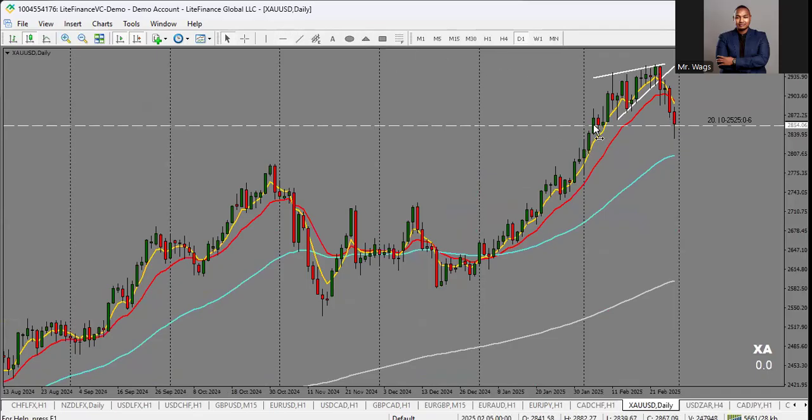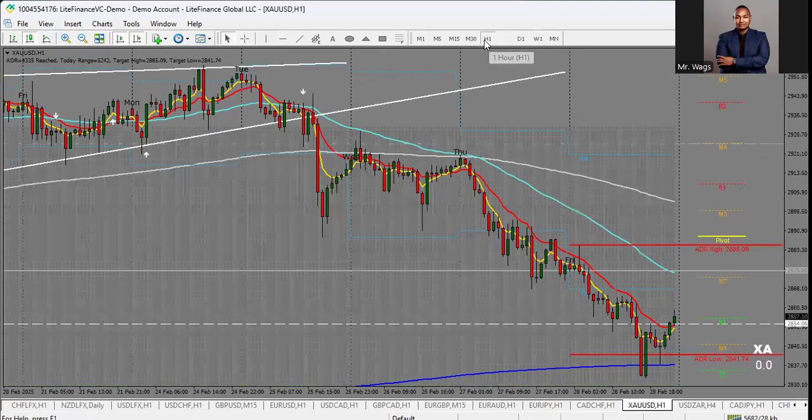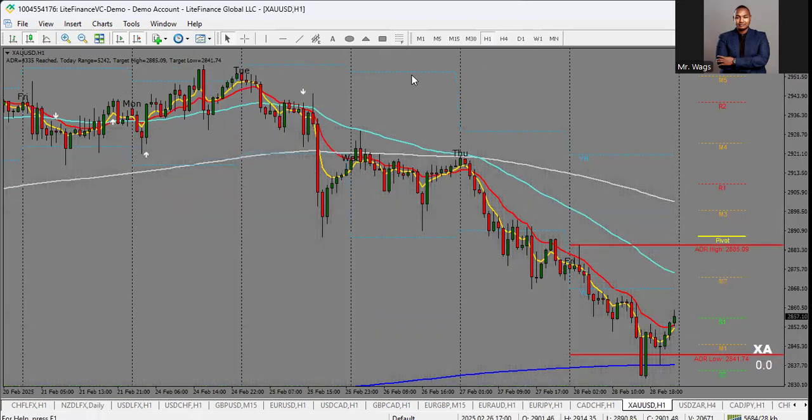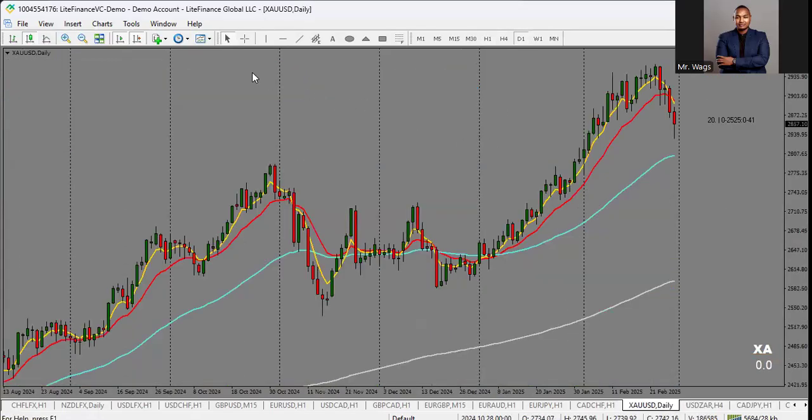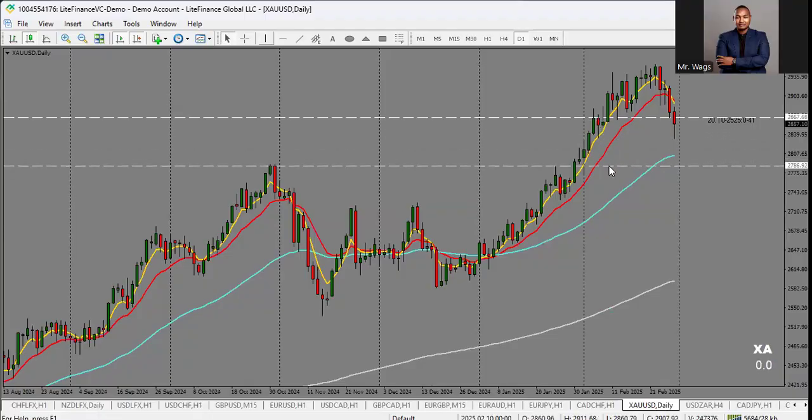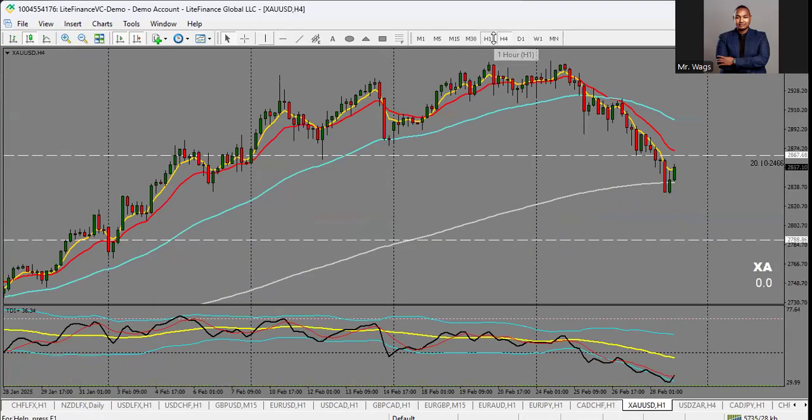You can expect for price to find this level here before we see gold having an uptrend. So I got the wrong template there. So areas of interest for us. We can expect for price to find this level here of support before we see gold going up again.